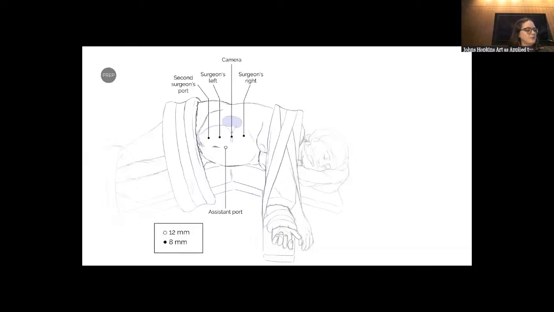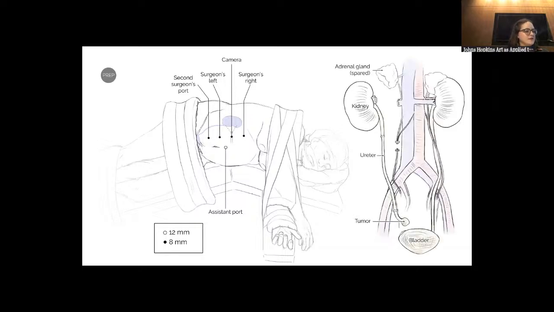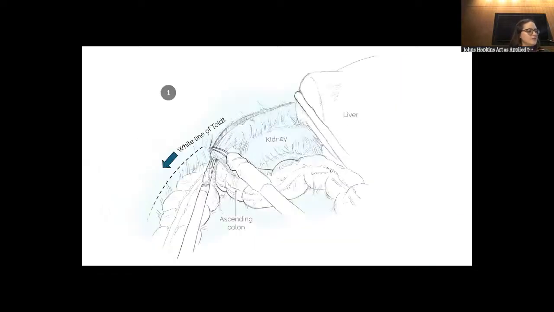4 8mm ports and 1 12mm assistant port are inserted. The camera faces the right kidney for the first half of the surgery, but will be rotated toward the bladder later. During this operation, the right kidney and ureter will be removed, sparing the adrenal gland. Once the ports are in place, the white line of Toldt is incised from the hepatic flexure to the pelvic inlet. The colonic contents are then able to be medialized.